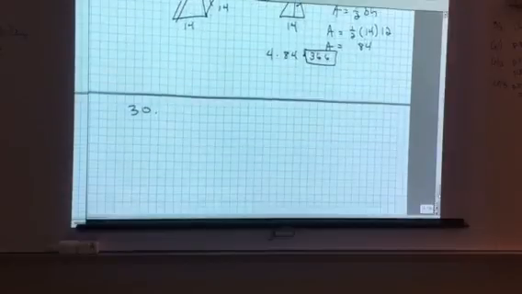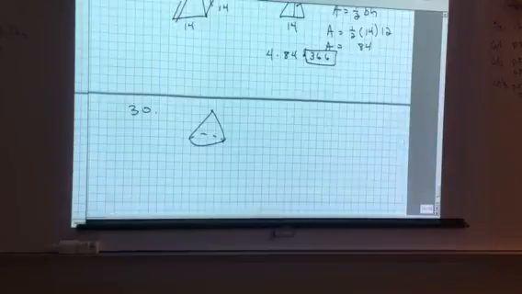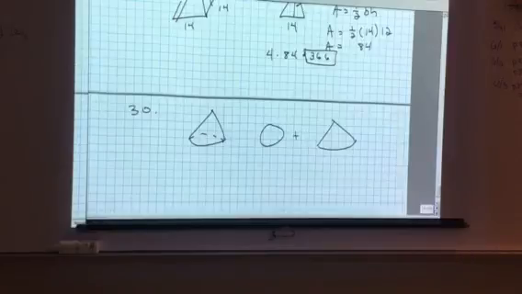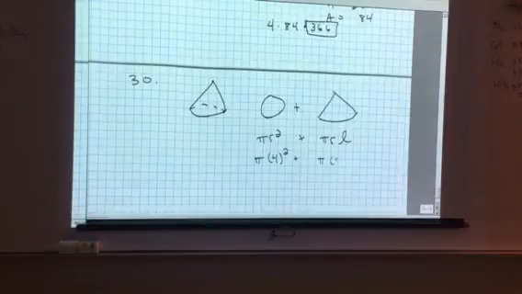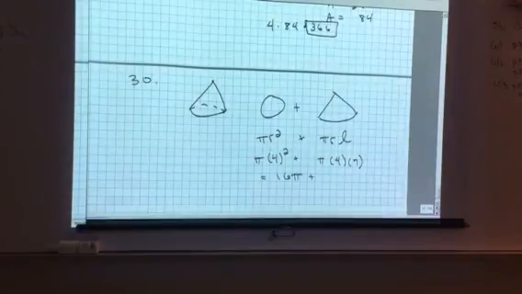30. Find the surface area of the right cone below. Well, you have this circle base, plus you have this lateral area of the cone, the sides. So this is pi r squared, plus pi times r times your slant height, actually. So we'll do pi times 4 squared plus pi times 4 times 7. And when we do that, we get 16 pi plus 28 pi equals 44 pi. So the answer is B.